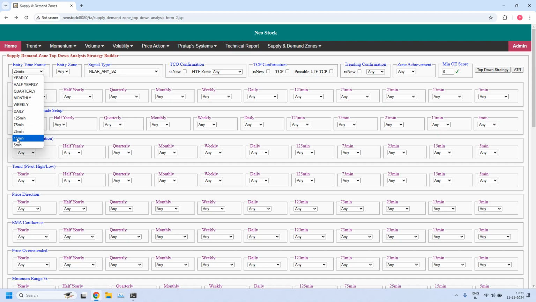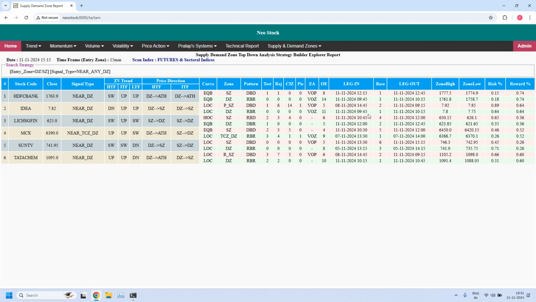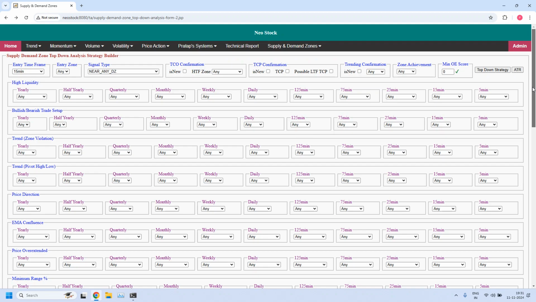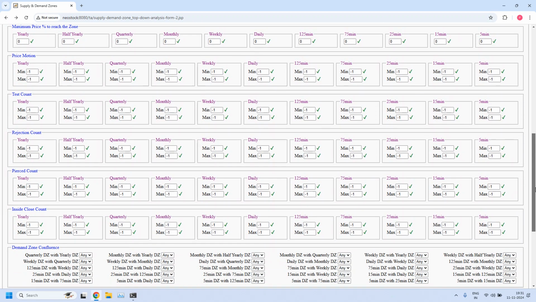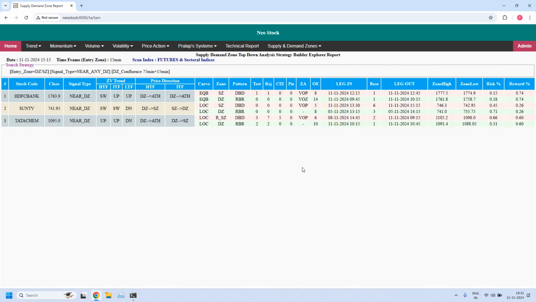Next time frame is 15 minutes. Let's find the stocks near 15 minutes demand zone. 6 stocks are filtered. Let's identify how many of these demand zones are having ITF demand zone confluence. That is a 15 minutes demand zone with 75 minutes demand zone confluence. Enable the filter. With this filter, we got 3 stocks. In these 3 stocks, 15 minutes demand zone, entry zone is part of the 75 minutes demand zone. That is what zone confluence.